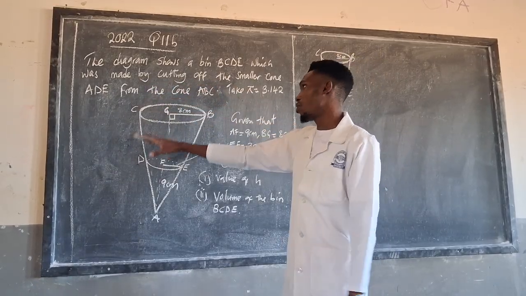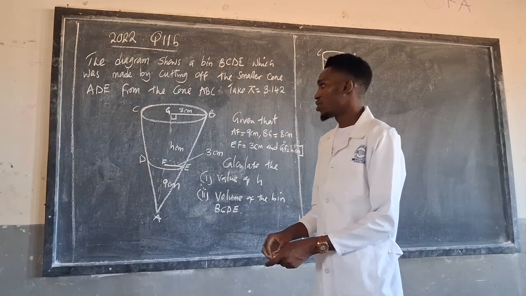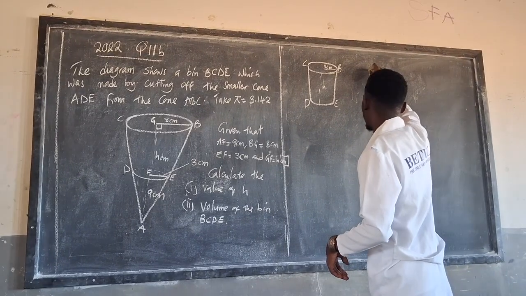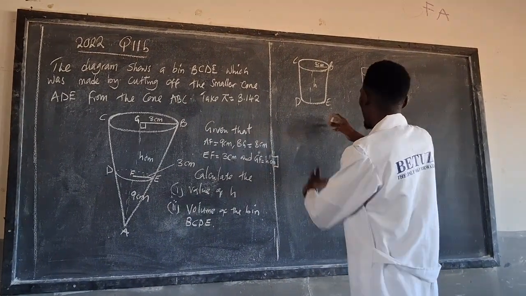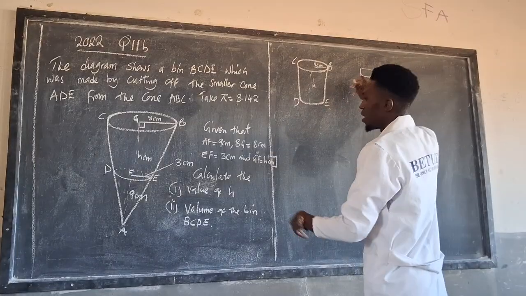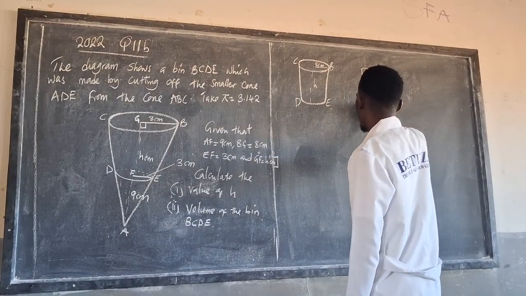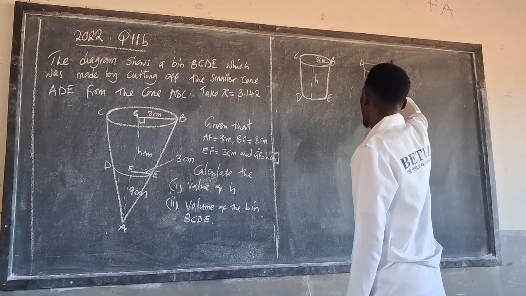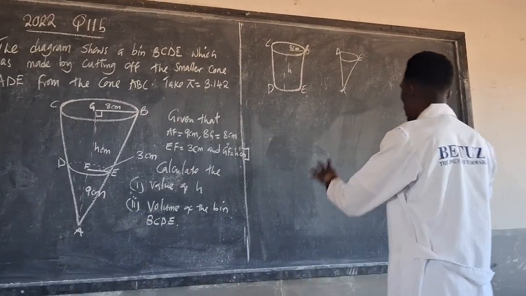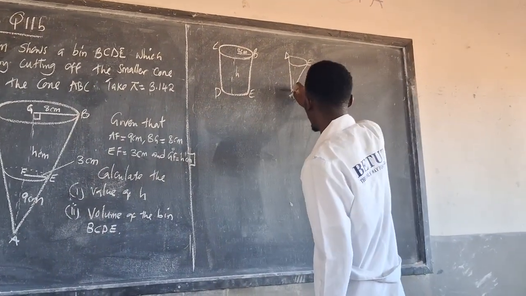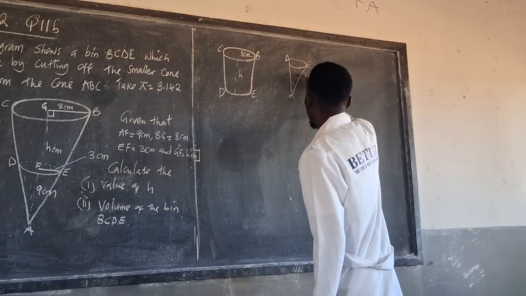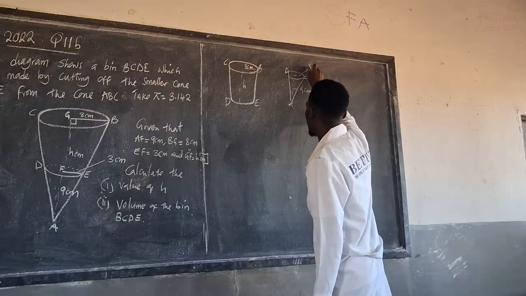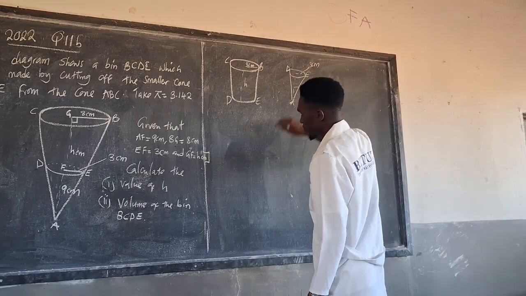Which was made by cutting off the smaller cone. So you have got a smaller cone. Can you draw the smaller cone? This one. So this was cut based on that. So this small cone is A, D, E. That was the small cone which was cut. Then for this small cone, we have been given the height, which is 9 centimeters, and the radius for the smaller cone is given as 3 centimeters.